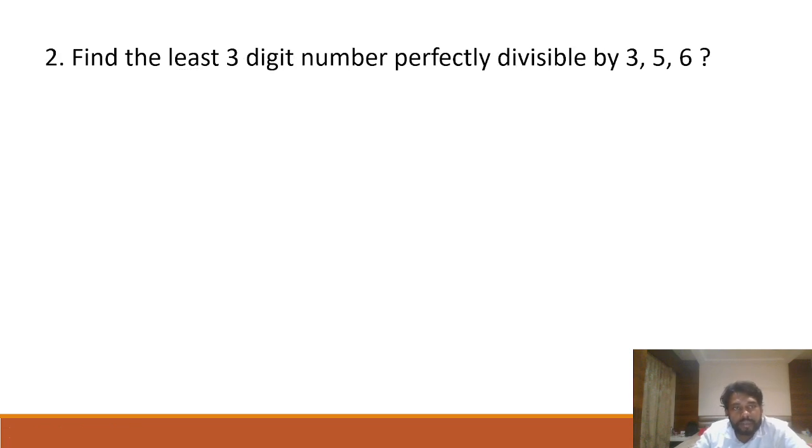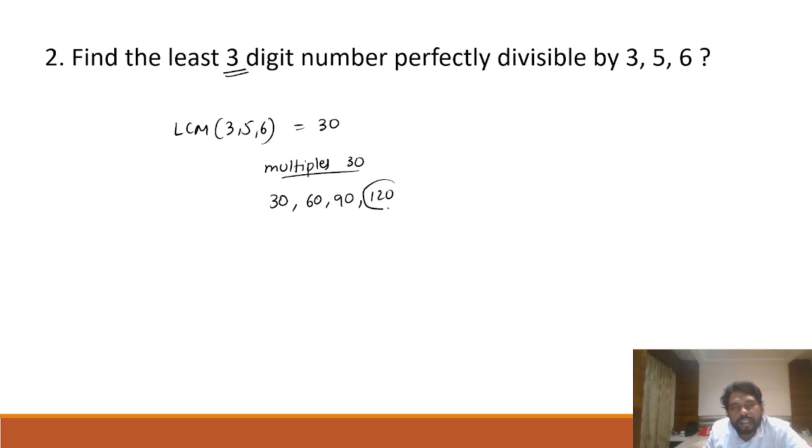Let's see the next question, guys. Now the similar question. Find the least 3-digit number perfectly divisible by 3, 5 and 6. Now he is asking you to calculate the least 3-digit number. So the same thing, you take LCM of 3, 5, 6. You got LCM 30. So simply what you do is you need to get a 3-digit number now. So you just take the multiples of 30. So you'll get 30, 60, 90, 120. This will be your first 3-digit number. This will be your answer, 120. I hope you understand this.